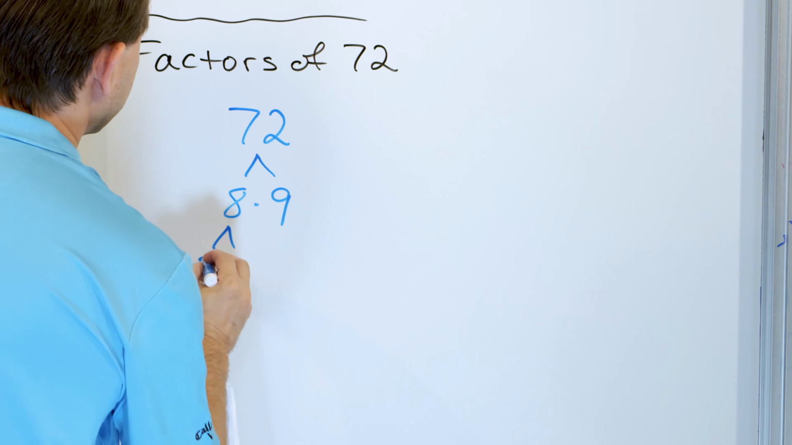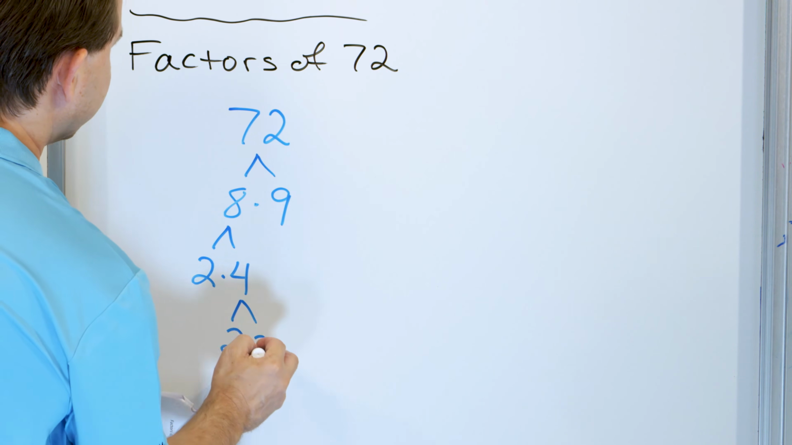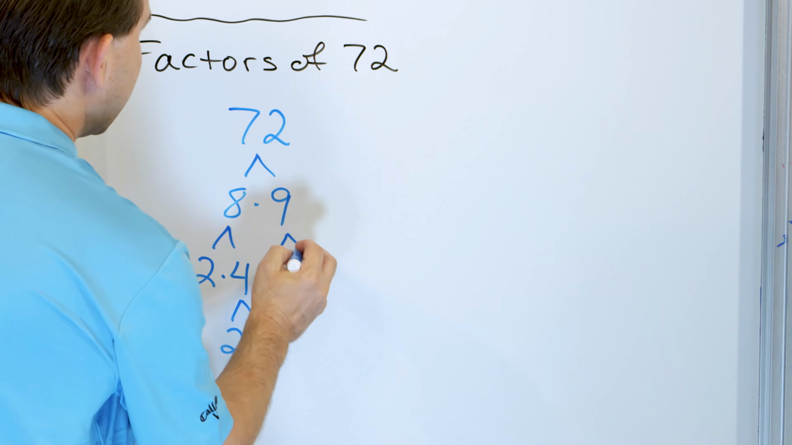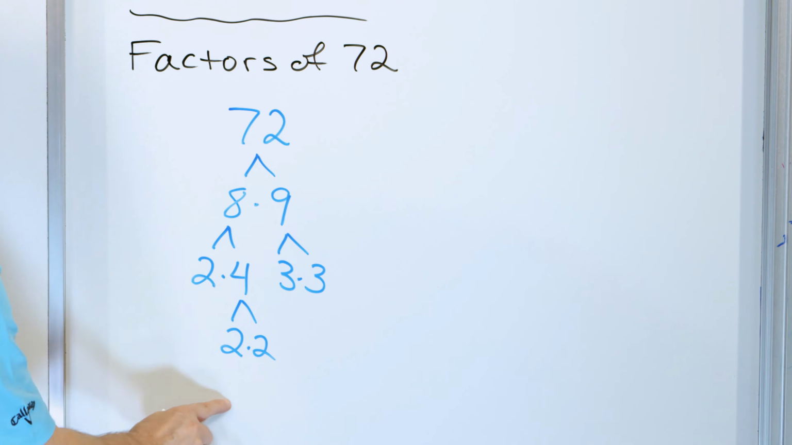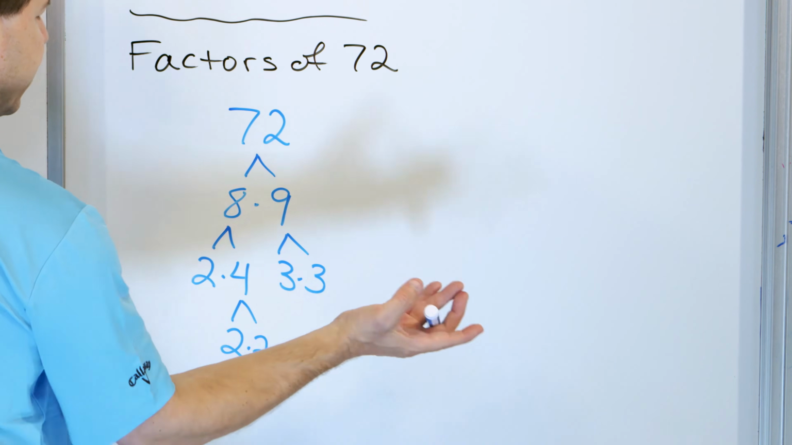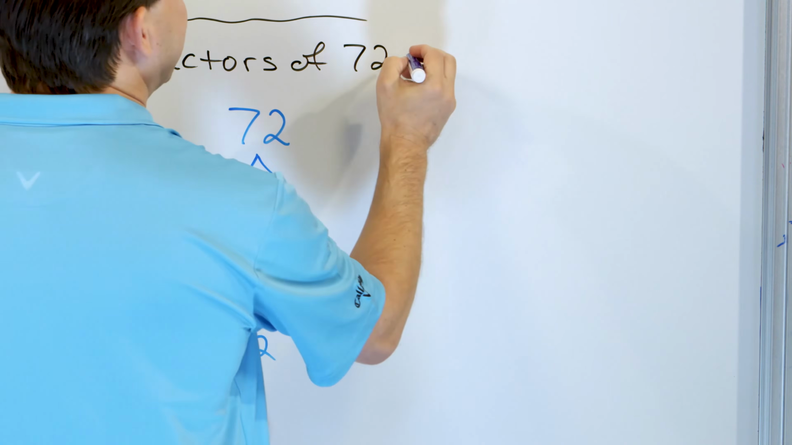And 8 we know we can write is 2 times 4. And this 4 we know we can write is 2 times 2. This guy, 9, can be written as 3 times 3. And I'm basically done. I don't want to go any farther because all I will get is 1 times the number itself for those. So then I'm going to start writing down the factors.